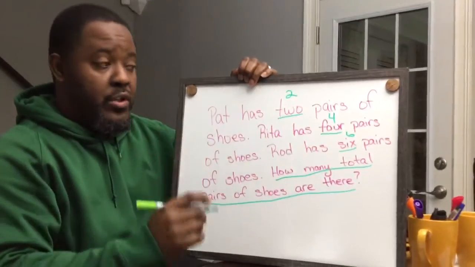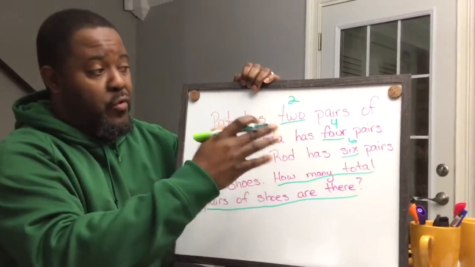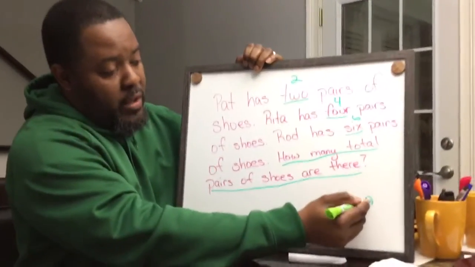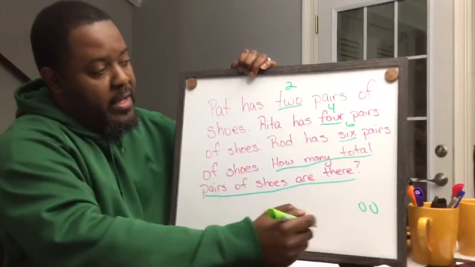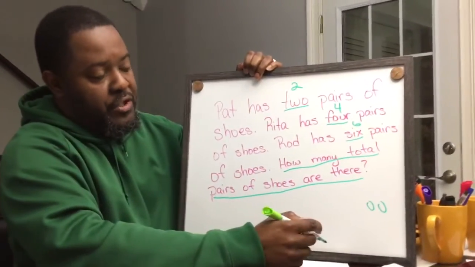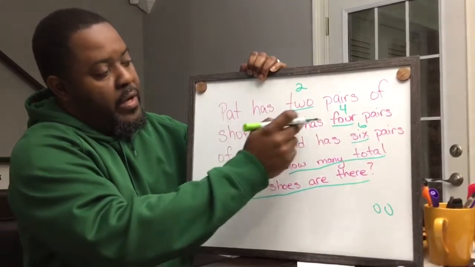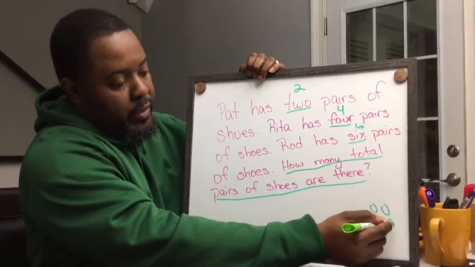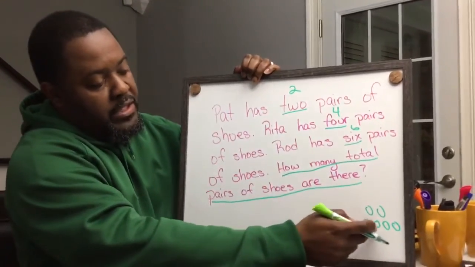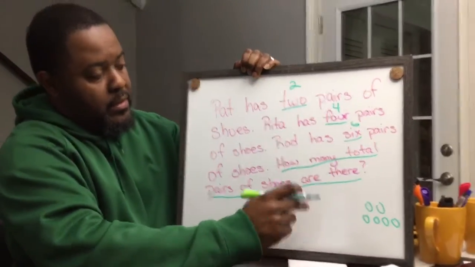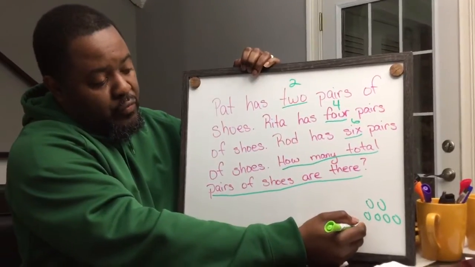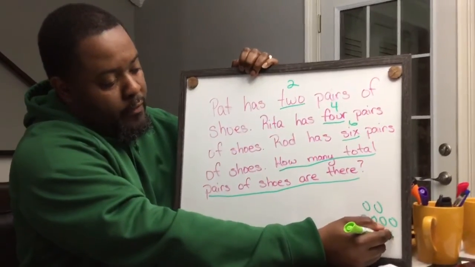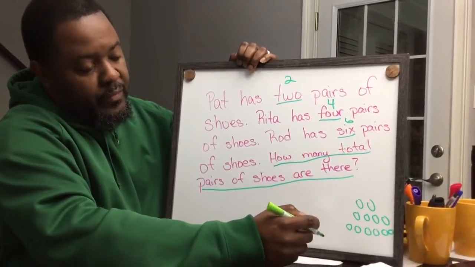Now, the same way that we've been doing it, we can draw it out. Pat has 2 pairs of shoes. So he has 1, 2. This is 1 pair, that's 2 pair. So he has 2 pairs of shoes. Rita has 4 pairs of shoes. 1, 2, 3, 4. She has 4 pairs of shoes. Rod has 6 pairs of shoes. 1, 2, 3, 4, 5, 6.